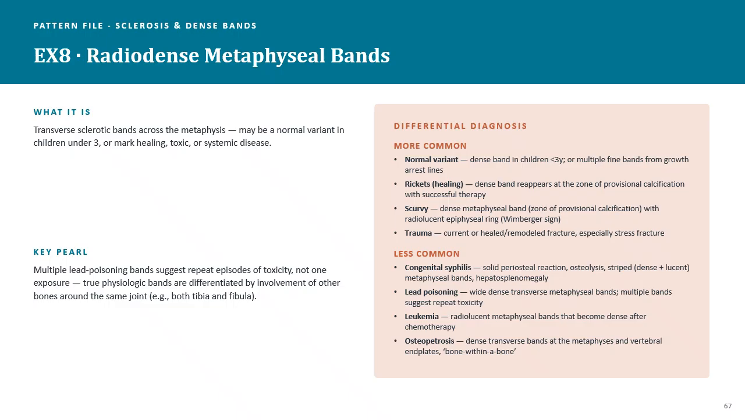We can also see these bands with conditions like trauma. We can see it with osteopetrosis. If the patient has had leukemia, we can see these bands on some of their images after treatment. And scurvy can also show these bands on imaging. So again, this radiodense band that we're seeing near the growing end of the bone, near that growth plate, is usually caused by things like you see from this list.